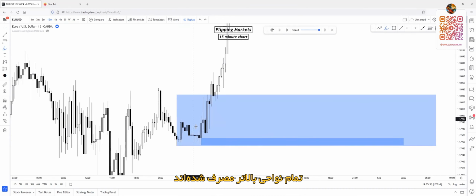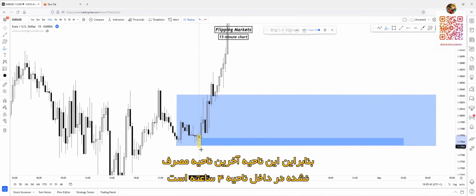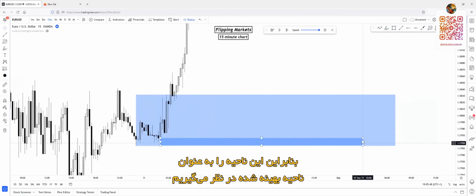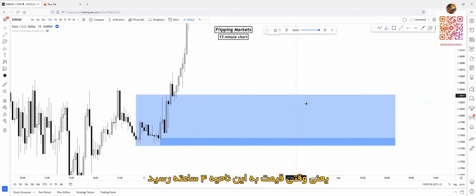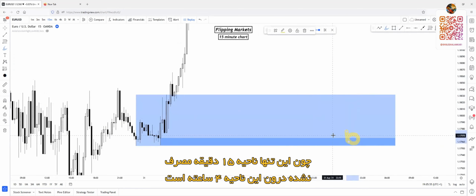All of the zones above this zone are mitigated. This one is mitigated by this candle. This one is mitigated by this candle. So this is the only unmitigated zone inside of the 4-hour POI, so we will use this zone as our refinement. This means that if price steps into this 4-hour zone, we will expect the tap of this zone also, because the only unmitigated 15-minute zone inside of this zone is this one.